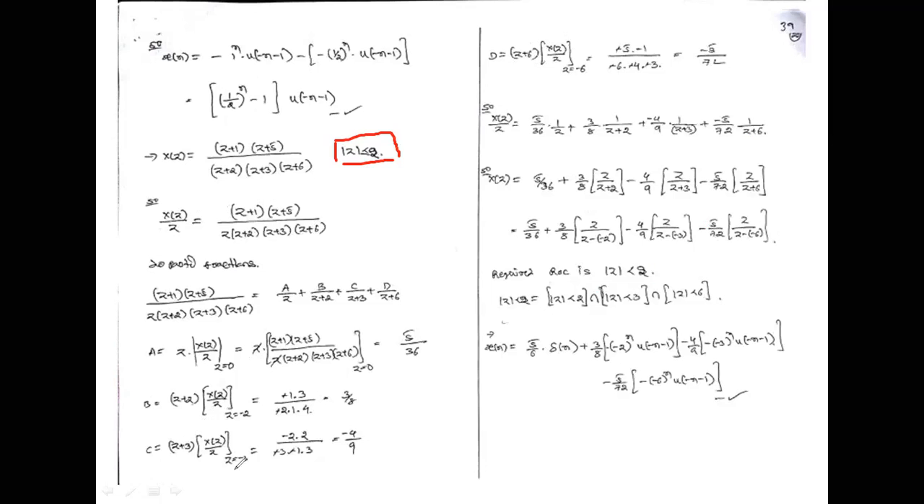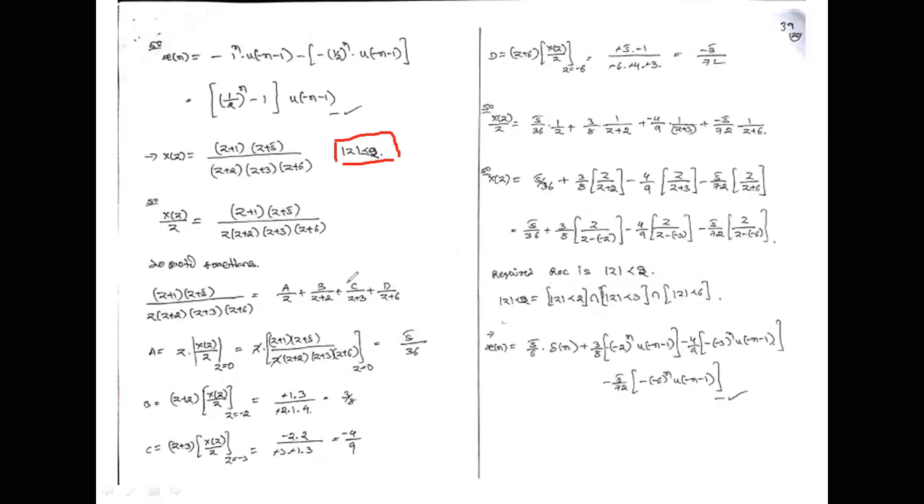Here for c, z plus 3 cancels. Substitute the whatever remaining function we have, z is equal to 0, z is equal to minus 2, z is equal to minus 3 and z is equal to minus 6. After that, the a value we got is 5 by 36, b value is 3 by 8, c value is equal to minus 4 by 9 and d value is equal to minus 5 by 72. After cancelling the z plus 6, whatever function we have, z plus 1, z plus 5, z plus 2 and z plus 3, and substituting the value, you'll get the minus 5 by 70.